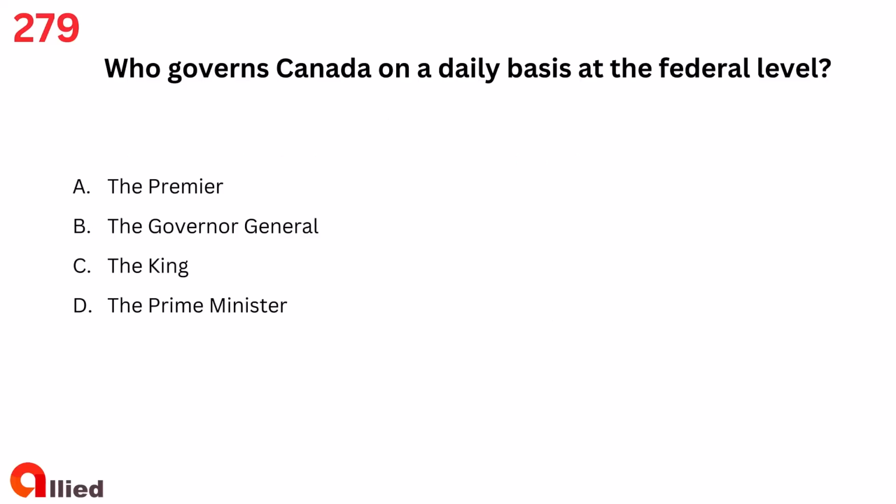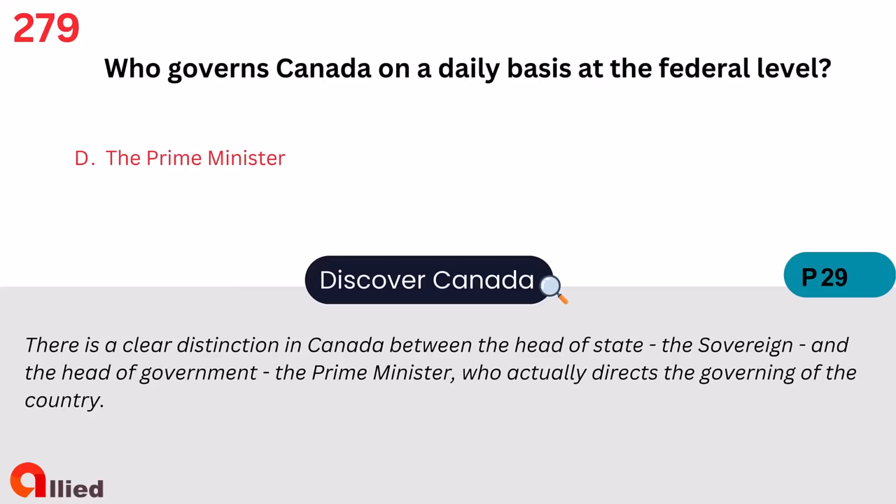Question 279. Who governs Canada on a daily basis at the federal level? A. The Premier. B. The Governor-General. C. The King. D. The Prime Minister. The answer is D. The Prime Minister.